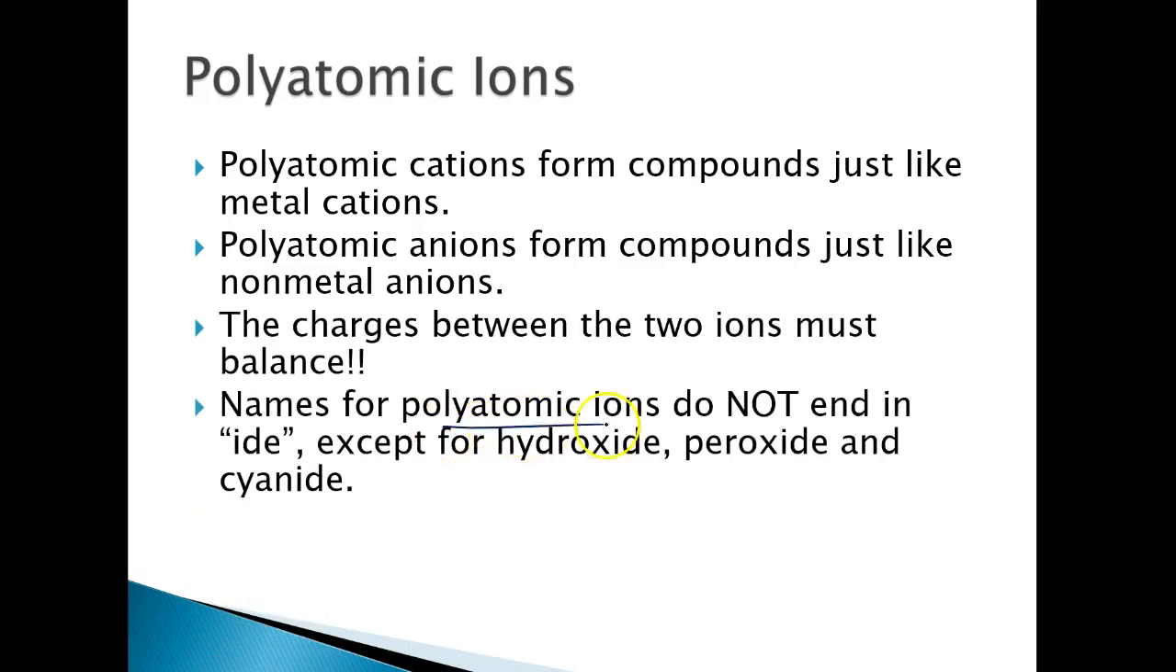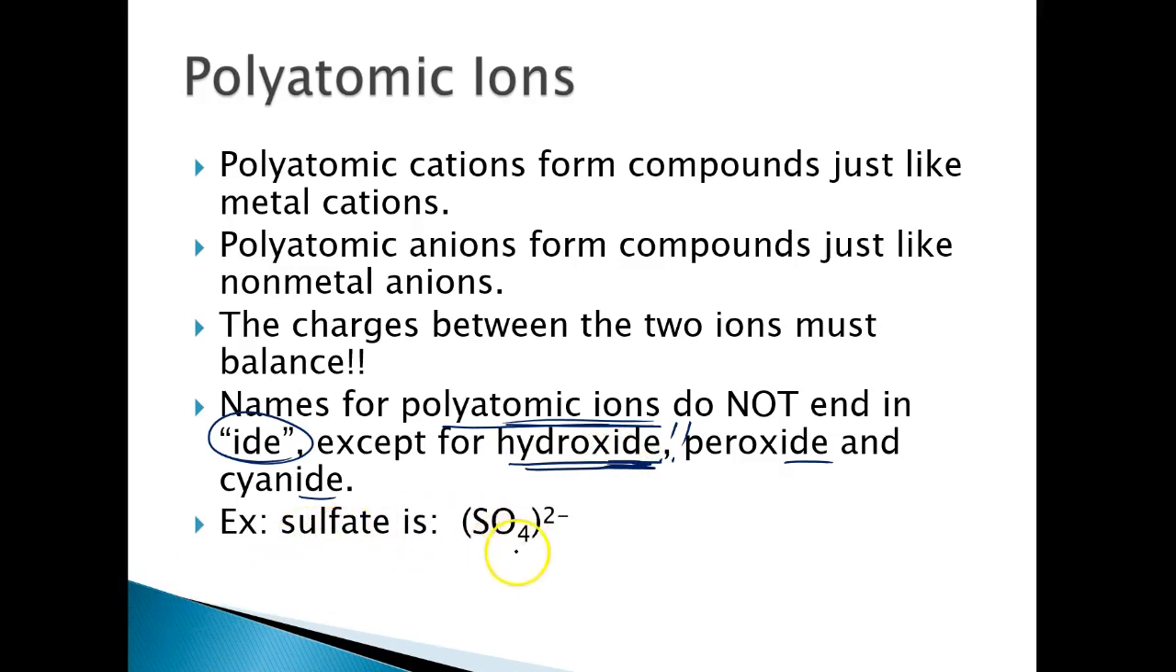The names for the polyatomic ions, here's one of the big clues for you. They don't end in IDE except for hydroxide, which you're going to see a lot of, peroxide and cyanide, which you won't see as much of, but hydroxide in particular you're going to see a lot. So IDEs are on the periodic table, they're elements. So sulfate, here's an example of a polyatomic ion. This whole thing, this SO4 thing, behaves just like S2- when it drops and swaps with, say, sodium or something else. It behaves as one atom, and the charge drops and swaps.